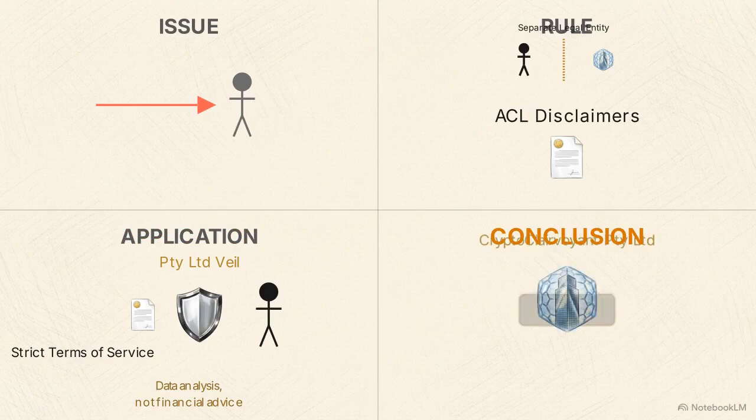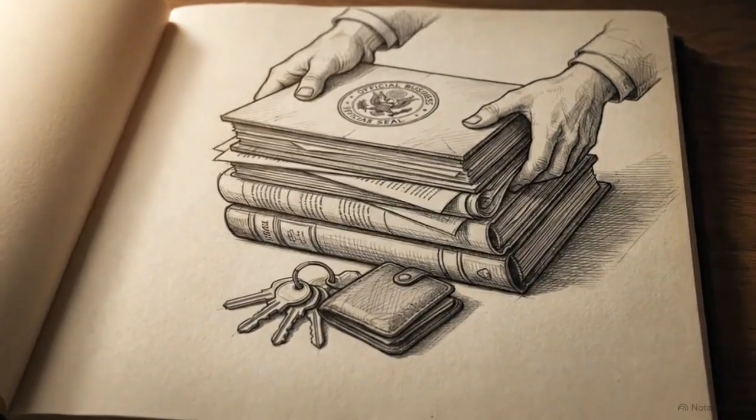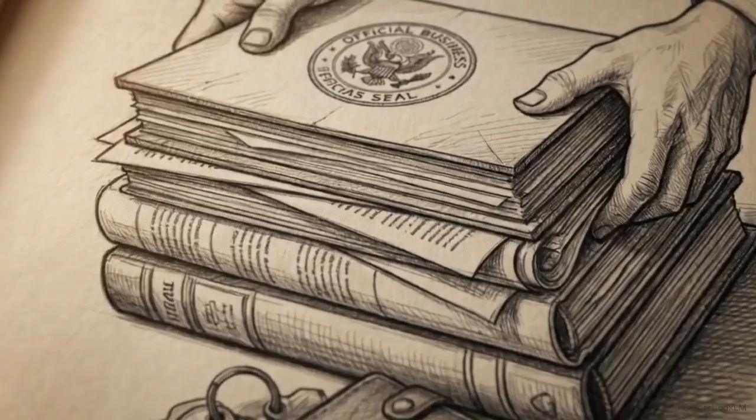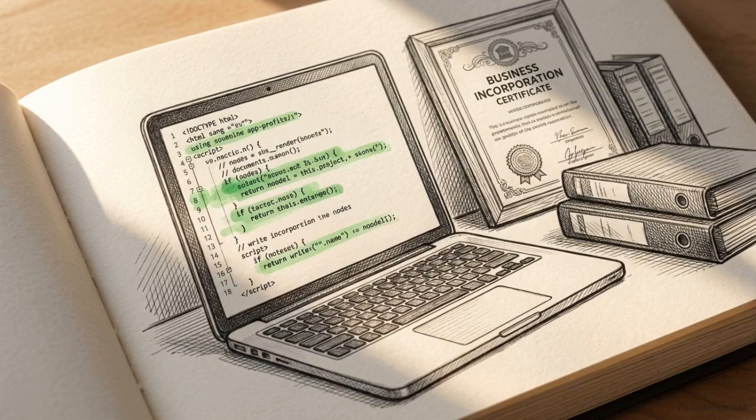Finally, we reach the conclusion quadrant to finalize the operational directive. Leo must not launch personally. He must incorporate Crypto Clairvoyant Pty Ltd and legally assign all of the app's intellectual property into this new entity's name. The separate legal entity doctrine functions as a critical, legally recognized blast shield, isolating the founder's personal life from the company's liabilities. We have transitioned Leo's project from a highly vulnerable raw codebase into a structured commercial framework.